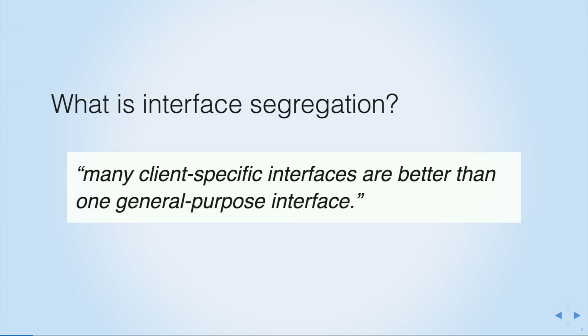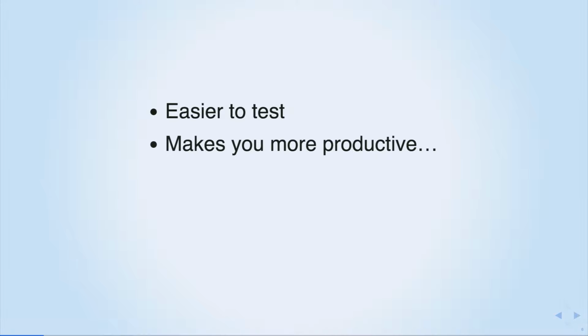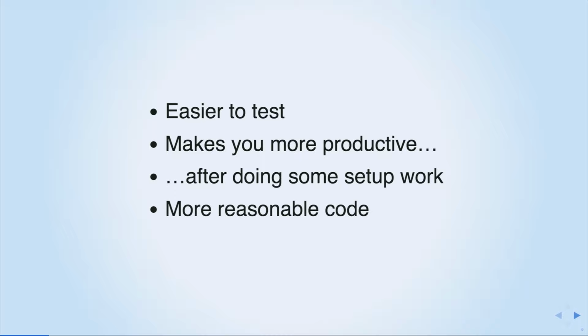So, what is interface segregation? If you go to Wikipedia, there's this definition: many client-specific interfaces are better than one general-purpose interface. That's true, and using interface segregation leads to several benefits. It makes your code easier to test, makes you more productive, admittedly after doing some setup work, but more importantly than everything else, I think it makes your code more reasonable.